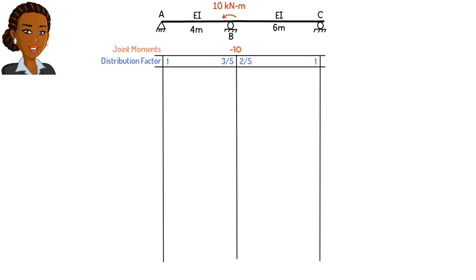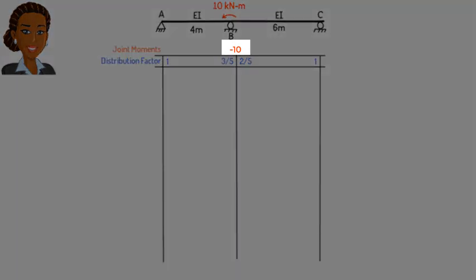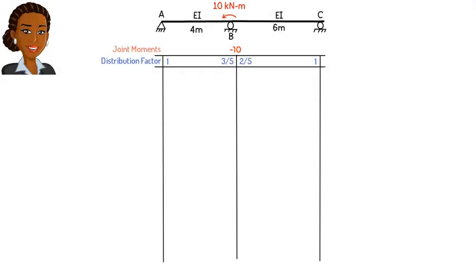We start the iterative process by balancing all the joints. Joints A and C are balanced already. The total moment at each joint is 0. To balance joint B, we calculate the total moment at the joint. It is negative 10. We then balance it by distributing positive 10 to the members connected to the joint in proportion to their distribution factor. This means we write 10 times 3 over 5, or 6, in the left column. And we write 10 times 2 over 5, or 4, in the right column.